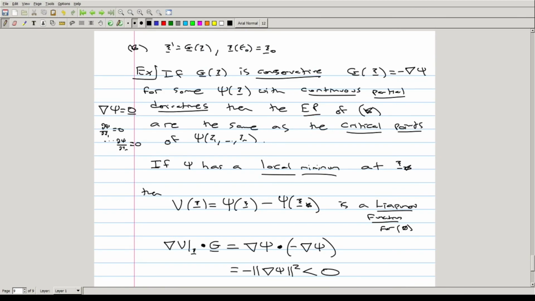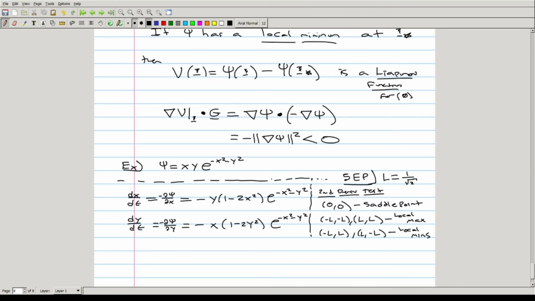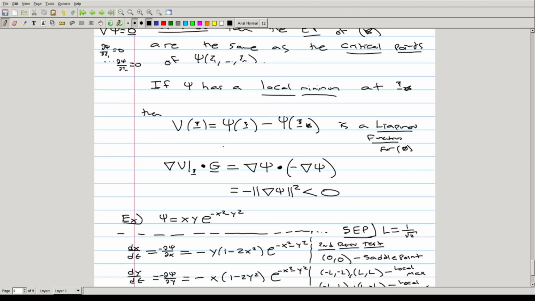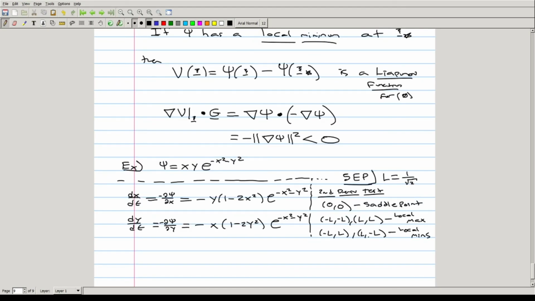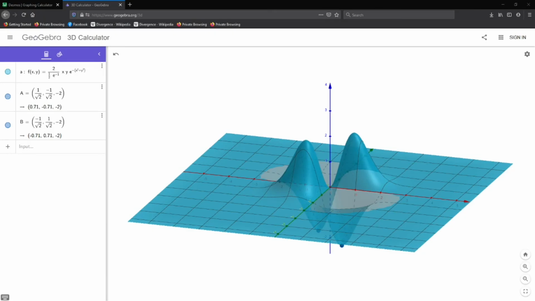So by this example right here in our Liapunov stability theorem, the function psi of x, y minus psi at the critical point is a Liapunov function. It's actually a strict Liapunov function for these 2 points right here. And so these 2 points, the 2 local mins, are going to be asymptotically stable. I'm not going to go through and calculate these zeros. It's a good exercise to go through and do.